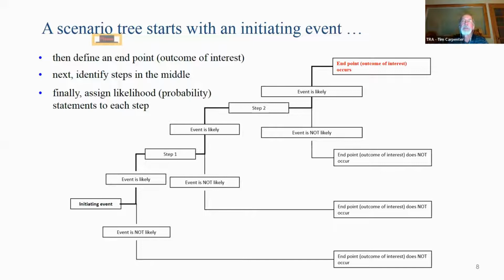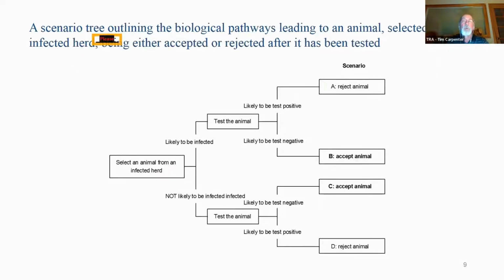So let's look at an example now that might be more familiar to you or should be more familiar to you. We're looking at the importation of an animal from an infected herd and looking at testing that animal and determining whether or not the individual should be, based on its test result, rejected or accepted. So let's assume that we have an animal from an infected herd, and we estimate, or we could project the likelihood of the animal to be infected.